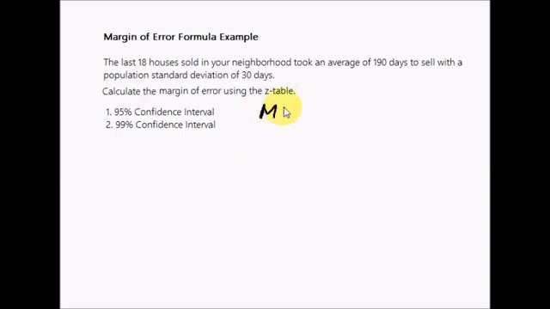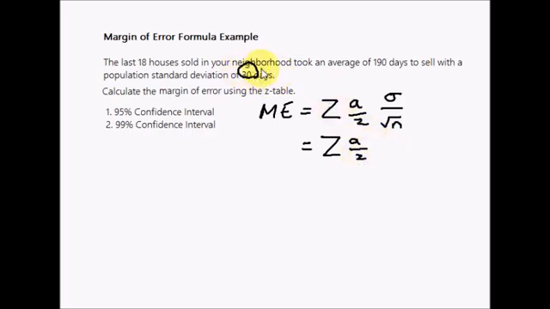So that means our formula is going to be margin of error is z of alpha divided by 2 multiplied by standard deviation divided by square root of n, our sample size. I can plug in my standard deviation. It's given in the question as 30. And my sample size is given as 18.